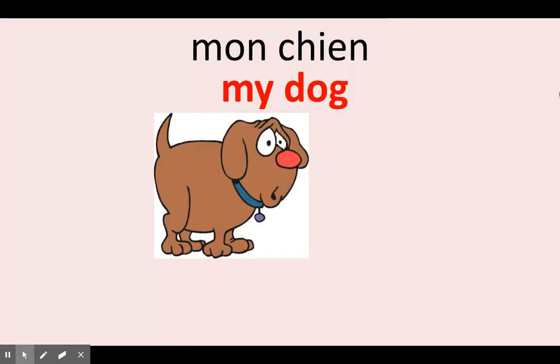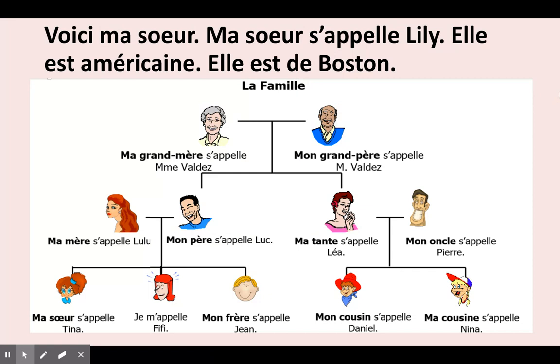What's my cat in French? Mon chat. Exactly, mon chat. Chien is dog, chat is cat. Okay, let's take a look at this. This is a family tree. And in my experience, there's always a few people who have never seen a family tree. So I want to explain to you how it works.